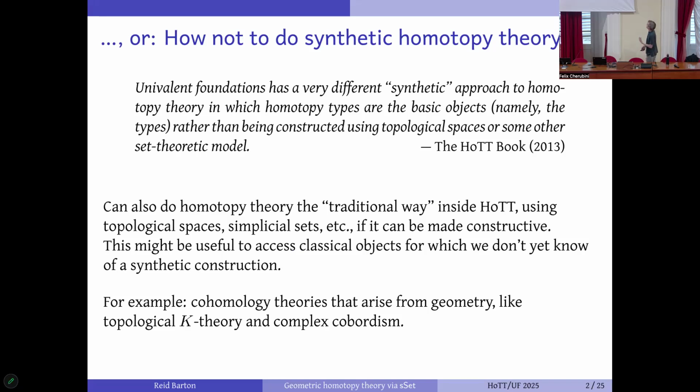This is from back in 2013, when homotopy type theory was just being born. It's about how in univalent foundations, there's this synthetic approach to homotopy theory, in which homotopy types are the basic objects, rather than being constructed using topological spaces or some other set-theoretic model that's more primitive. And I would say that, if we look back at the last 12 years since the book was published, this synthetic homotopy theory approach has been extremely productive and fruitful in terms of producing either new perspectives on previously understood constructions, or maybe just cleaner proofs in general of stuff that has been done in the past in a more traditional style.